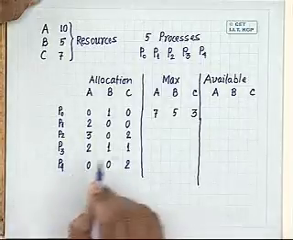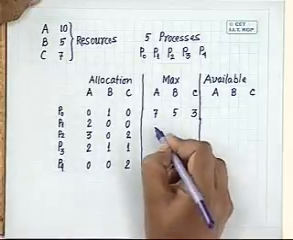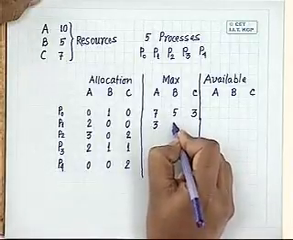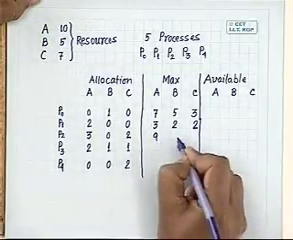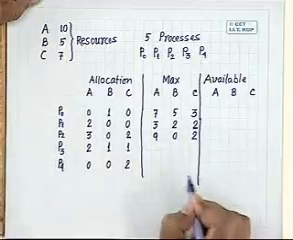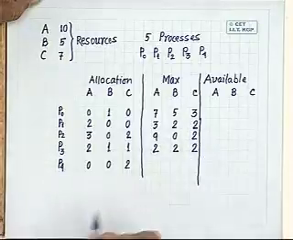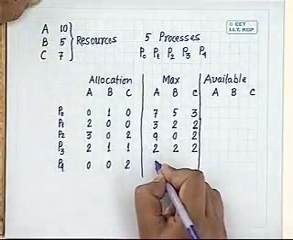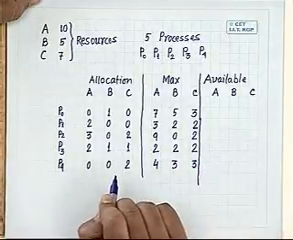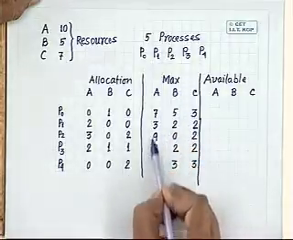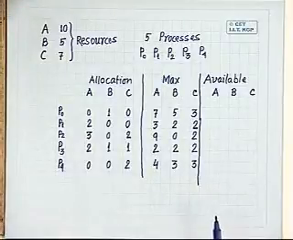The maximum requirement may be something like this: 7, 5, 3 for process P0, 3, 2, 2 for process P1, 9, 0, 2 for process P2, 2, 2, 2 for process P3, and maybe 4, 3, 3 for process P4. Now, once I know the maximum requirement and the allocation, then obviously I can determine what will be the need.